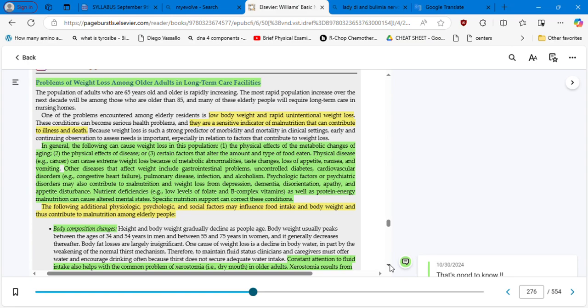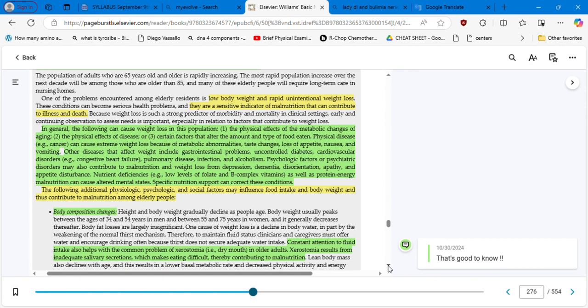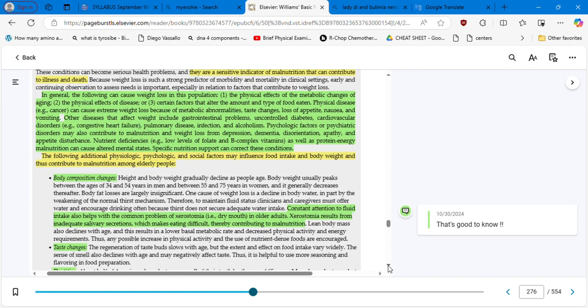So one of the problems that we encounter in this is the low body weight and rapid and unintentional weight loss. They are a sensitive indicator of malnutrition that can contribute to illness and death. And basically, there is an emotional component here in these long-term care facilities. In general, the following can cause weight loss in this population. One, the physical effects of the metabolic changes of aging. Yeah, that's something that is there. We cannot do anything about aging, right? Two, the physical effects of disease.